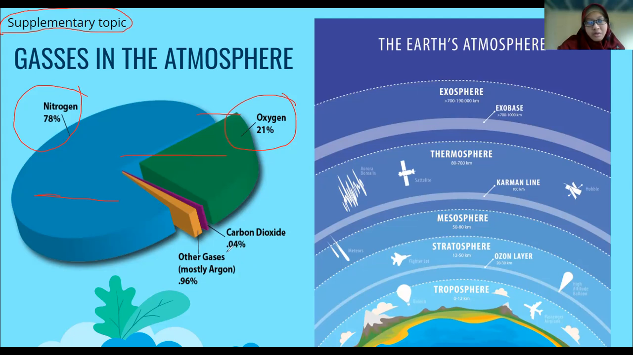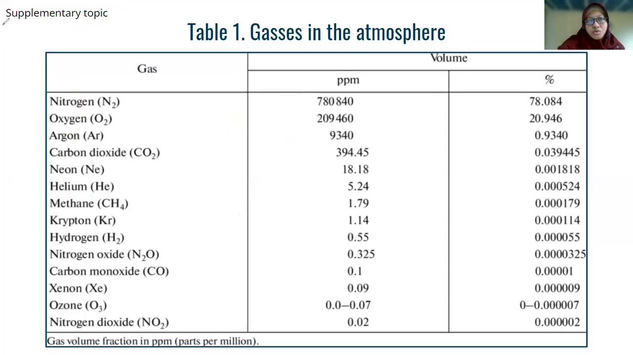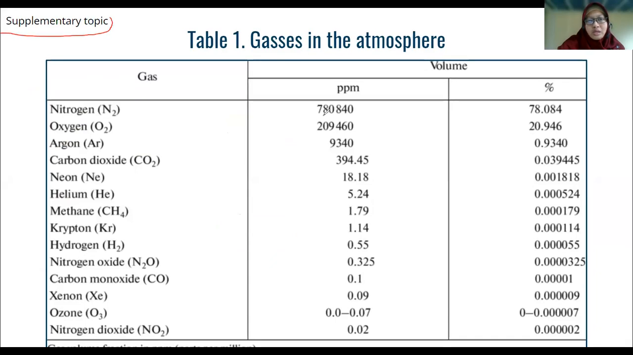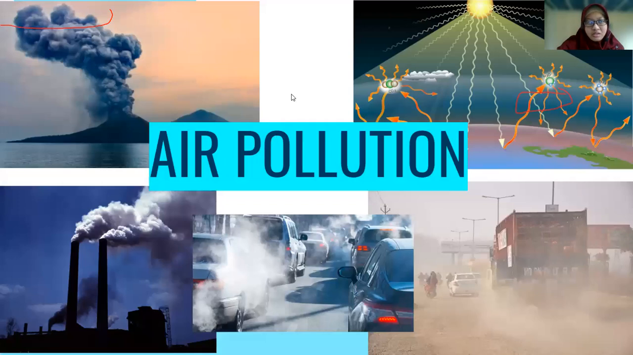And carbon dioxide makes up 0.04% of the gases in the atmosphere. The other, mostly argon, is 0.96%. This is also a supplementary topic. This data is just to show you that nitrogen is really the most abundant gas in the atmosphere. Okay, it's nitrogen. You can do workbook pages 37 to 38 to have practice, and then let's continue to air pollution.